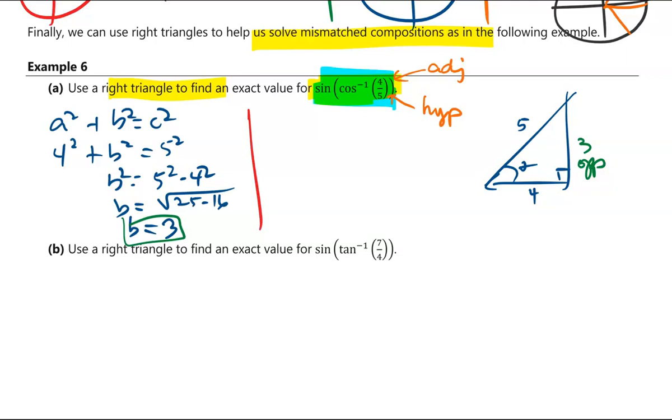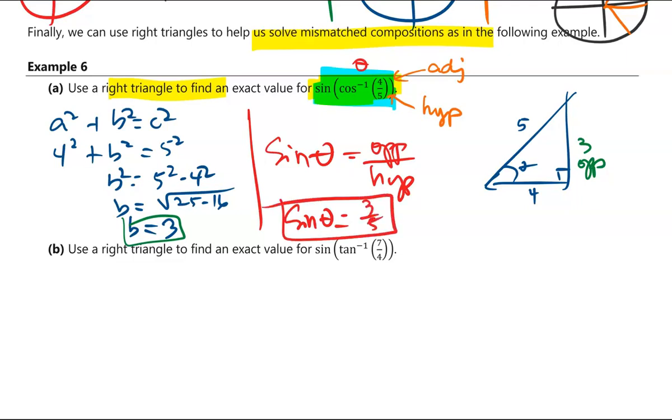So now we can solve for sine theta. Sine theta, using our right triangle here with SOHCAHTOA, is opposite over hypotenuse. Opposite is 3 and hypotenuse is 5. So the answer is 3 over 5.